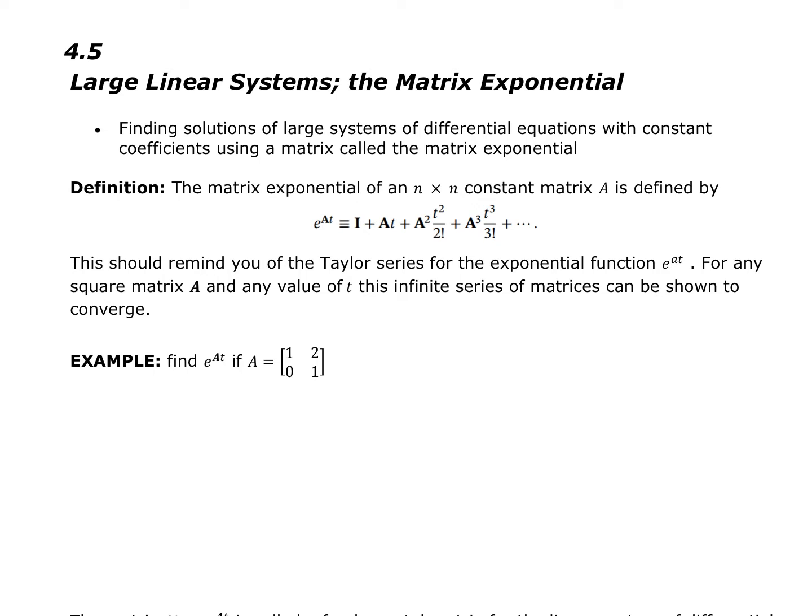You might want to look up what it means to converge if it's been a while since you've had Calc 2, or if you had it in Calc 3. Let's go through this example. We want to find e raised to the A t, and it's sort of computational. I know what A is, so I need to find A squared. I'm going to use my calculator or an online matrix calculator, and A squared is A times A, which gives me 1, 4, 0, and 1.